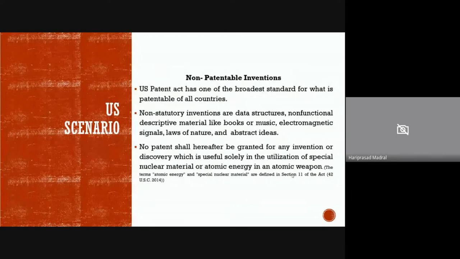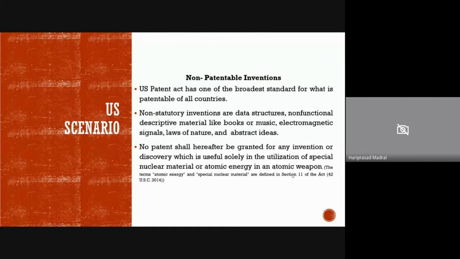So the laws of nature from which the idea can be derived, the basic fundamental law, cannot be patentable. These are the few areas from which, if the idea is generated, then it cannot be patentable, cannot be protected under the Patents Act.